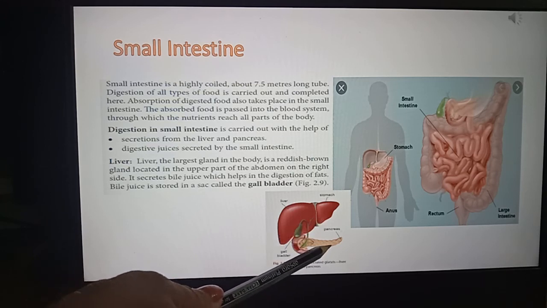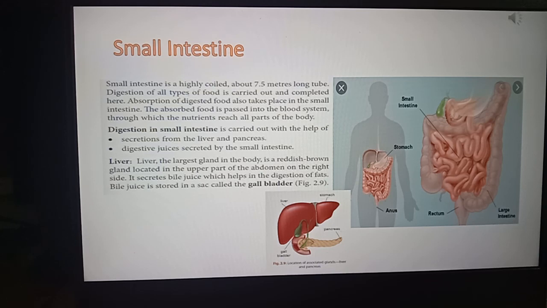What does the pancreatic juice do? Pancreatic juice is able to act on protein, on starch, and on fats also, and changes them into simpler forms. I hope you all understand what pancreatic juice is and its function. The pancreatic juice is secreted by the pancreas, and it is helpful in digesting protein, starch, and fat. So in the small intestine, digestion is occurring, and all the components of food are broken down into simple form.